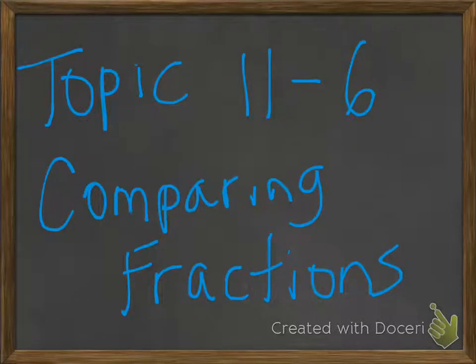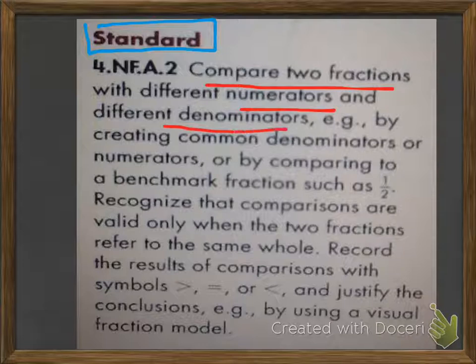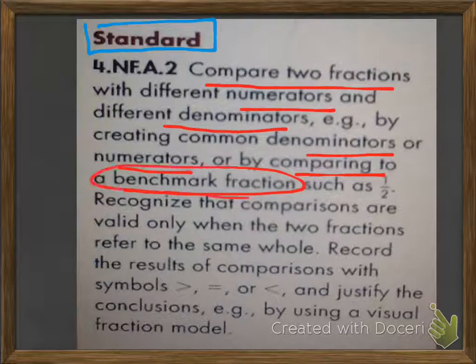Topic 11, Lesson 6, Comparing Fractions. Well, so far you've learned to use fraction strips to find equivalent fractions. In this lesson, you're going to learn to use benchmark fractions to compare fractions. Our standard is we're going to compare two fractions with different numerators and different denominators by creating common denominators or numerators, or by comparing to a benchmark fraction, and that's us today, such as 1/2.